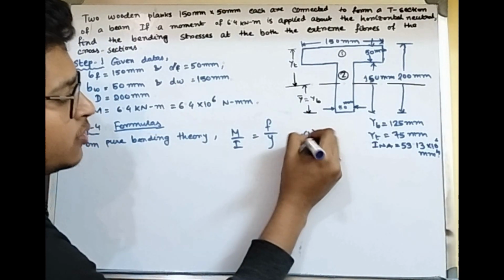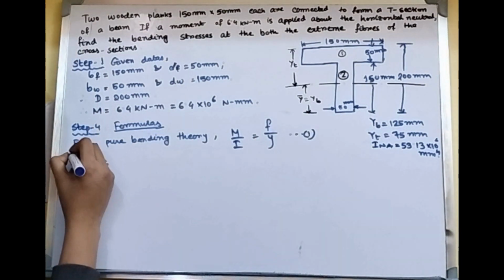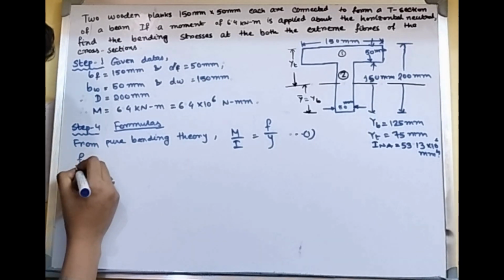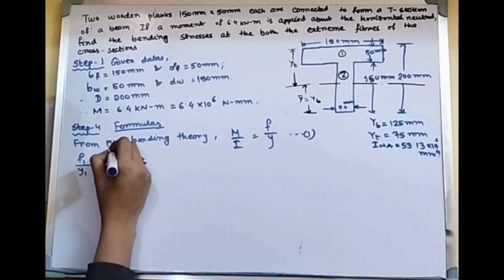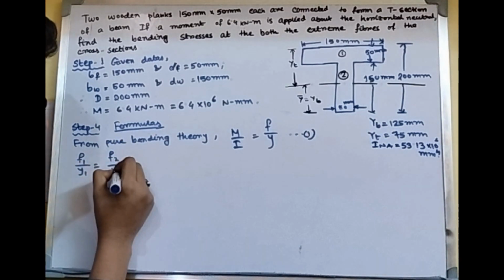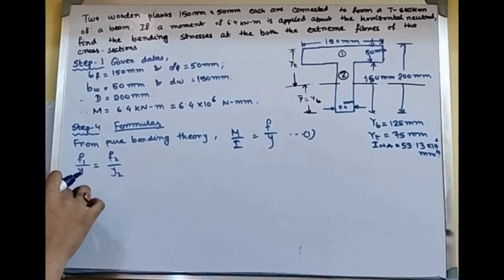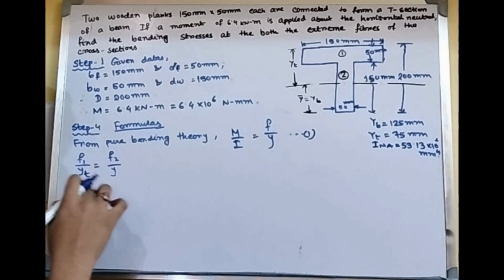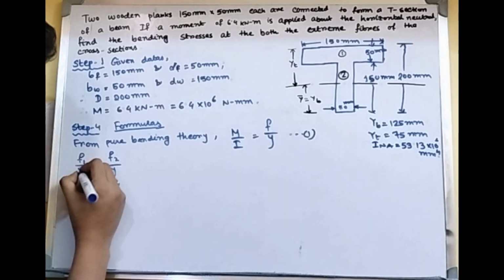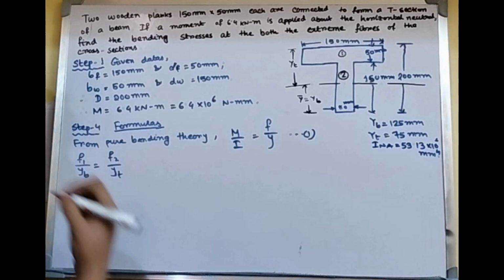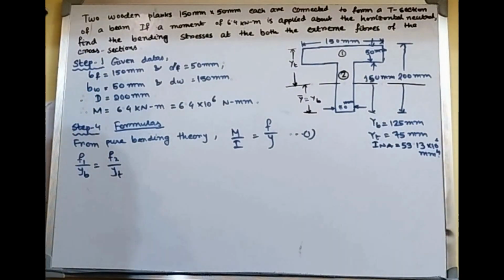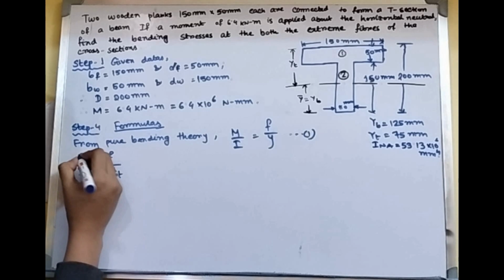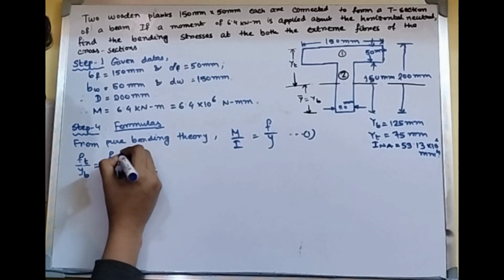Equation number 1. Another F1 by Y1, F2 by Y2. Y1 is YT and Y bottom, and it is YT. And F1 is, F2 is, it is tension, it is compression.